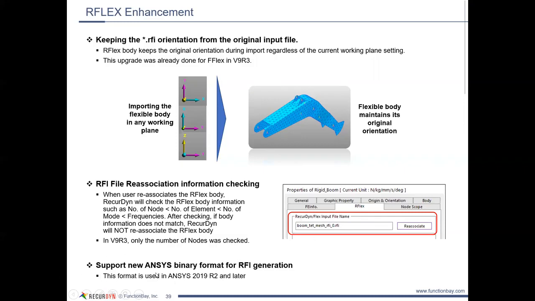Another thing with V9R4 is that RecurDyn now supports the ANSYS binary file for RFI generation. So you have the option of doing the modal analysis in external finite element codes, whether NX Nastran, MSC Nastran, ANSYS, and so forth. When you do that, those codes will generally output some binary format files, and then we have a library and capabilities that can read in those files and then generate the RFI file. So now we support that latest format in ANSYS.